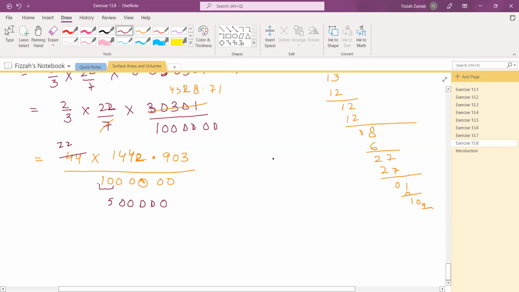Now further divided by 2. So 2 into 11. And now this will become 2 into 2 is 4, and then 10, so 2 into 5. And then 4 zeros I'm left with here. So 1, 2, 3, 4. Right?